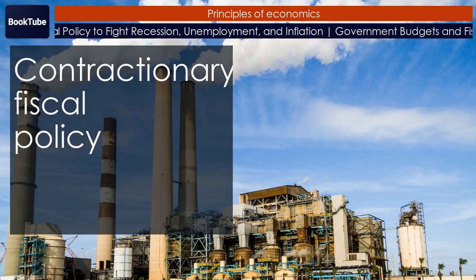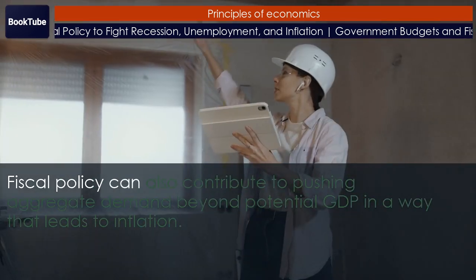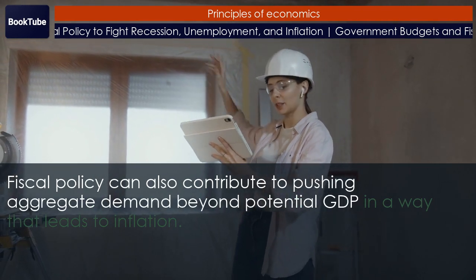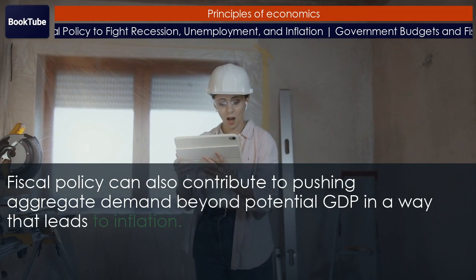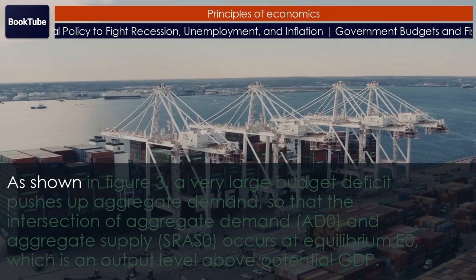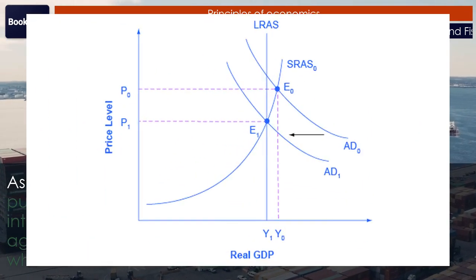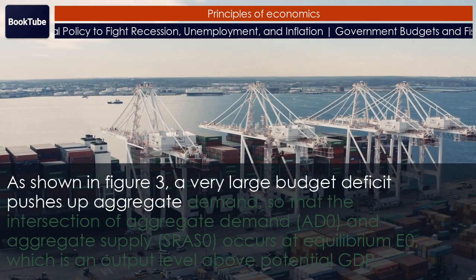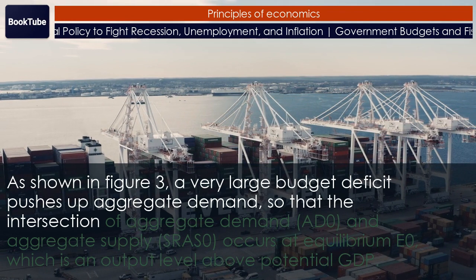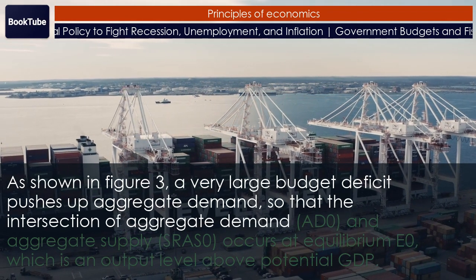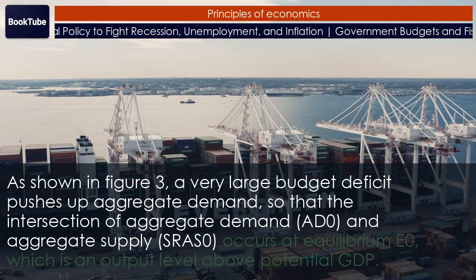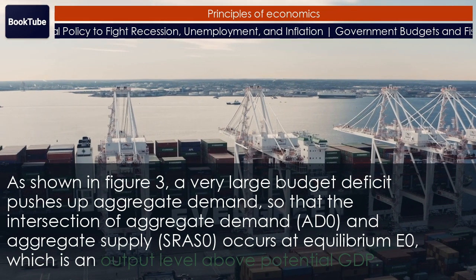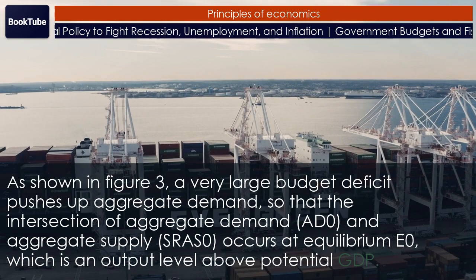Contractionary fiscal policy. Fiscal policy can also contribute to pushing aggregate demand beyond potential GDP in a way that leads to inflation. As shown in Figure 3, a very large budget deficit pushes up aggregate demand, so that the intersection of aggregate demand, AD0, and aggregate supply, SRAS0, occurs at equilibrium E0, which is an output level above potential GDP.